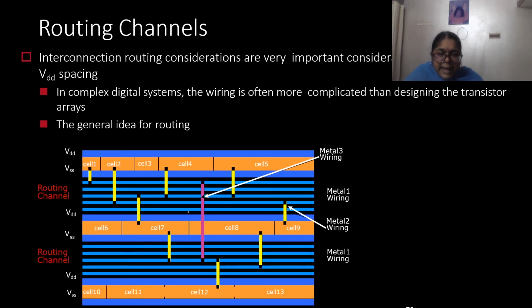Now here you can see that the horizontal routing channels are made using metal 1 wiring. Contact of one cell with the metal 1 is done using metal 2 wiring. Similarly, if the connection has to cross completely and go to the other place, metal 3 wiring is made use of. So if I see this particular connection, cell 7 goes to this particular metal 1 layer using metal 2, and then through metal 2 to cell 12 the connection is done.